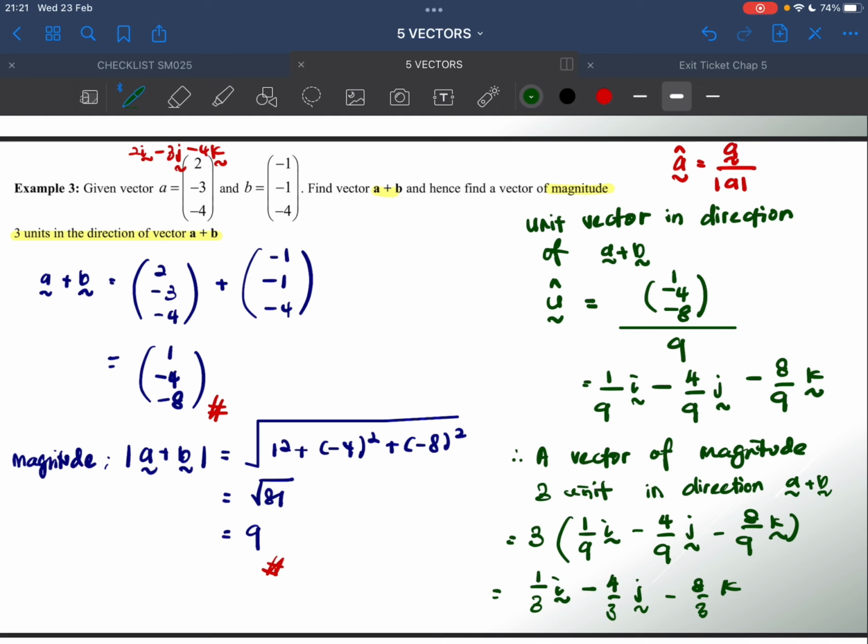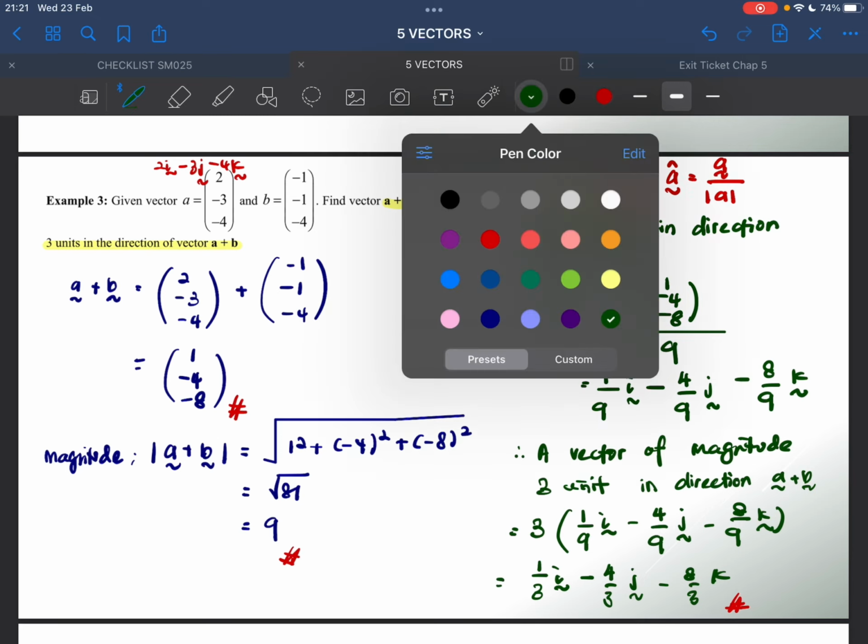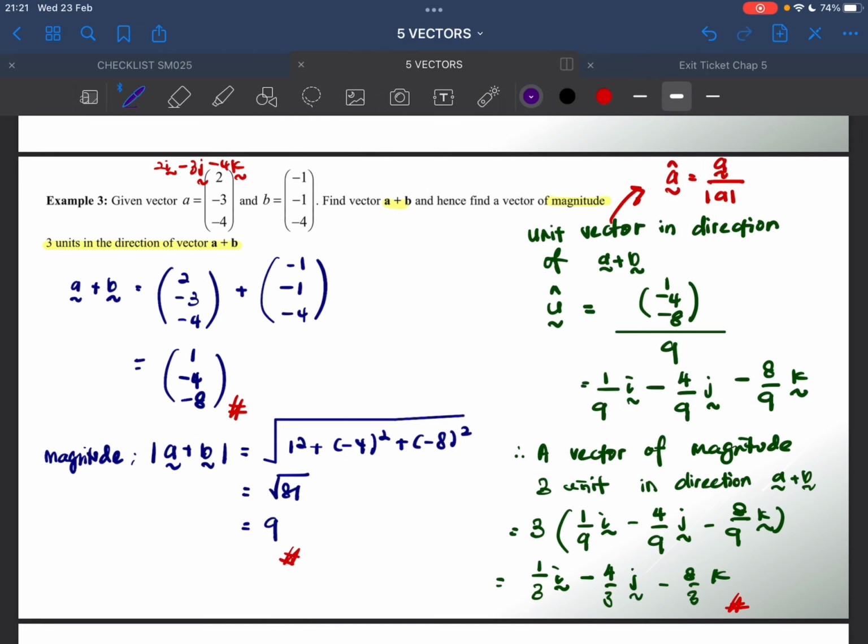So that is what the question asks. The question asks about the direction of vector A plus B, which we have here, and then asks about magnitude 3 units in that direction. The keyword is unit vector, which is 1 unit. This is 1 unit in the direction of A plus B in this case. The question asks for 3, so you simply multiply. So that is example 3.